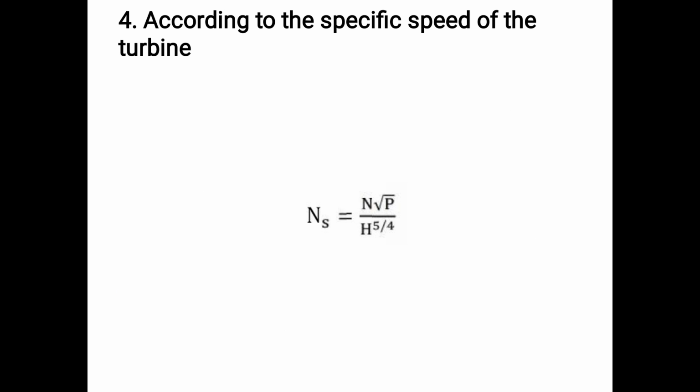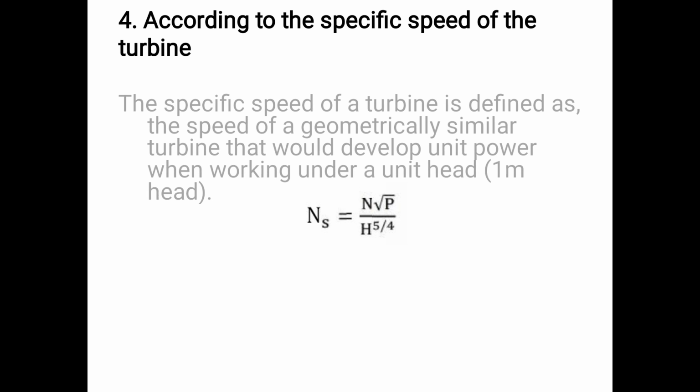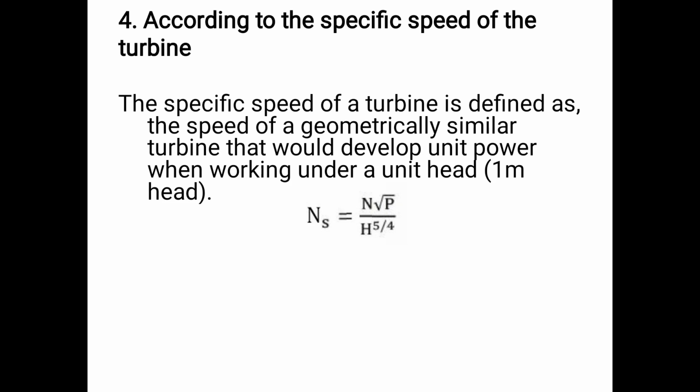Fourth is according to the specific speed of the turbine. So what is specific speed? The definition is: the speed of the geometrically similar turbine that would develop unit power when working under a unit head. So unit head is nothing but 1 meter. So whenever a geometrically similar turbine is there, the specific speed depends on unit power as well as unit head.